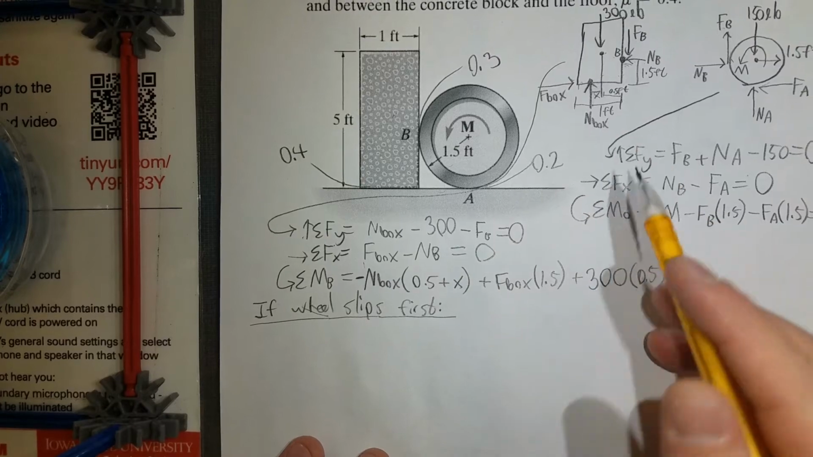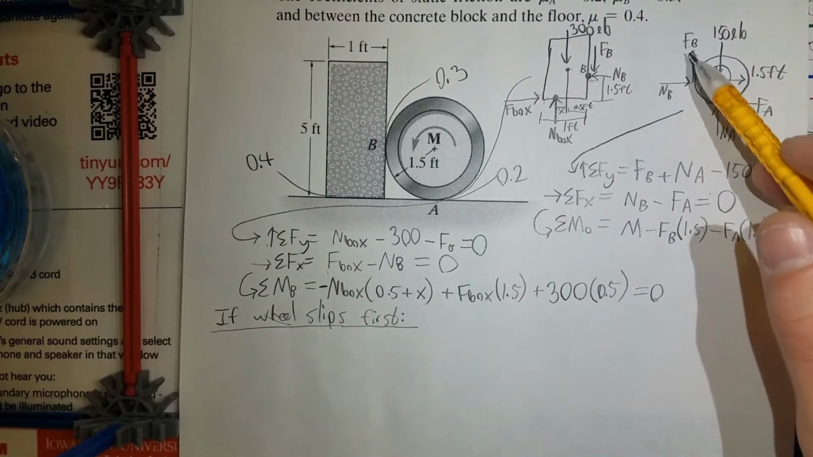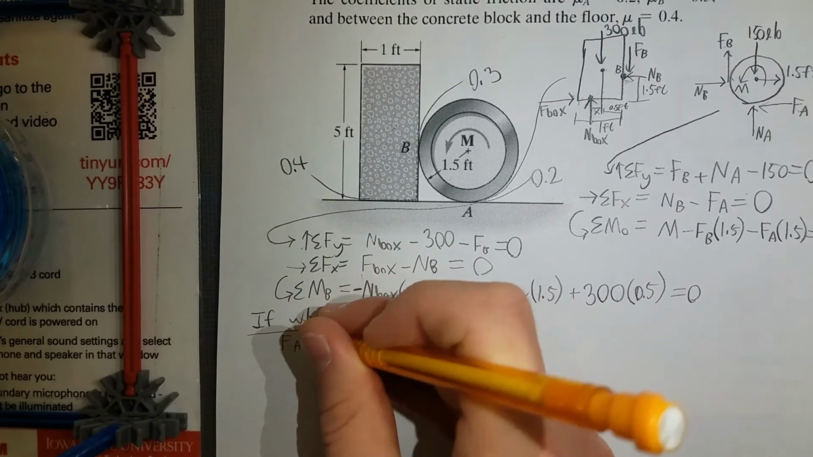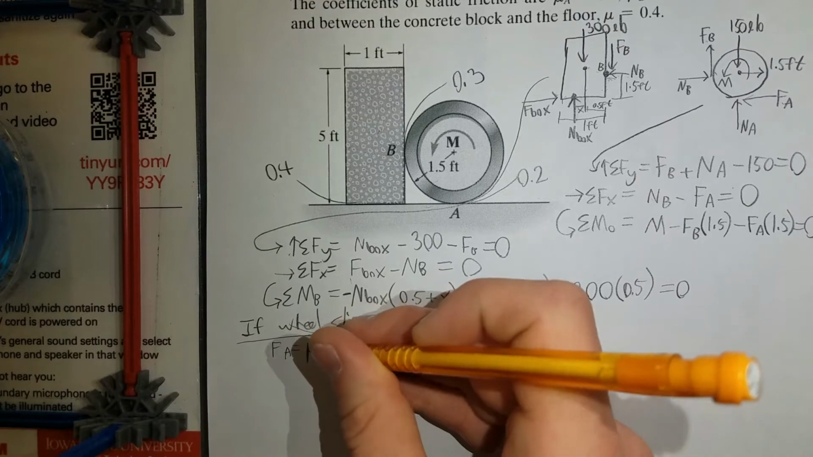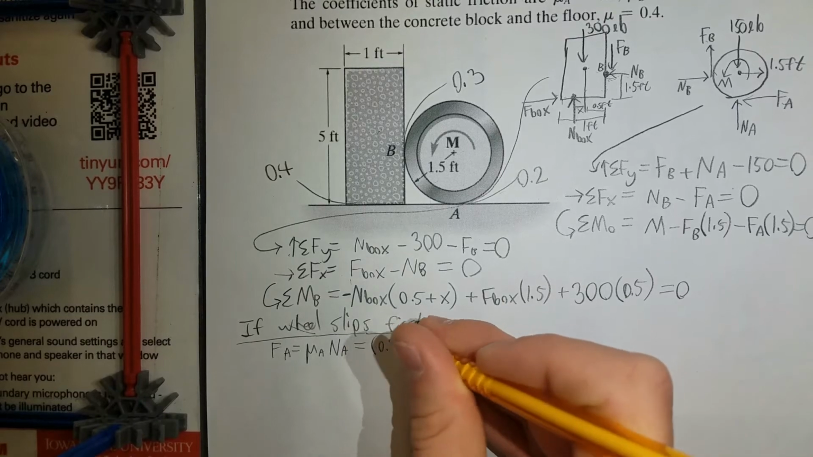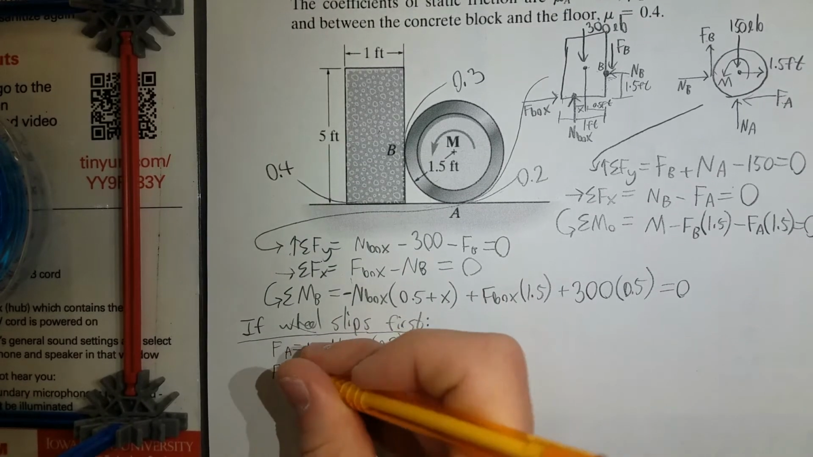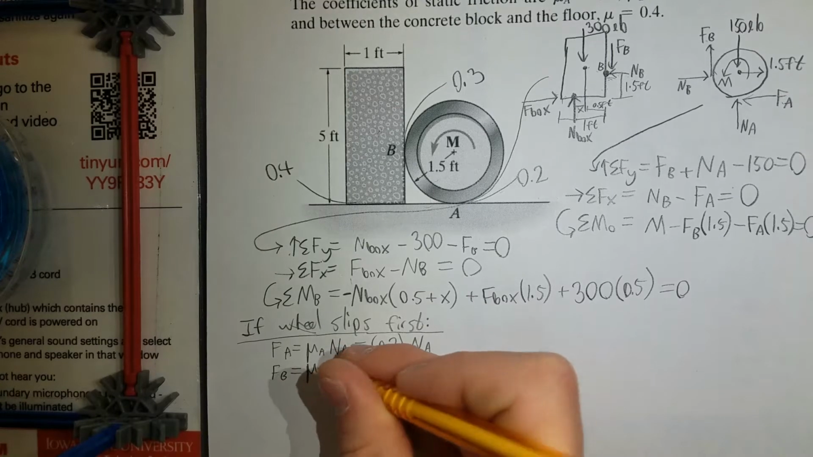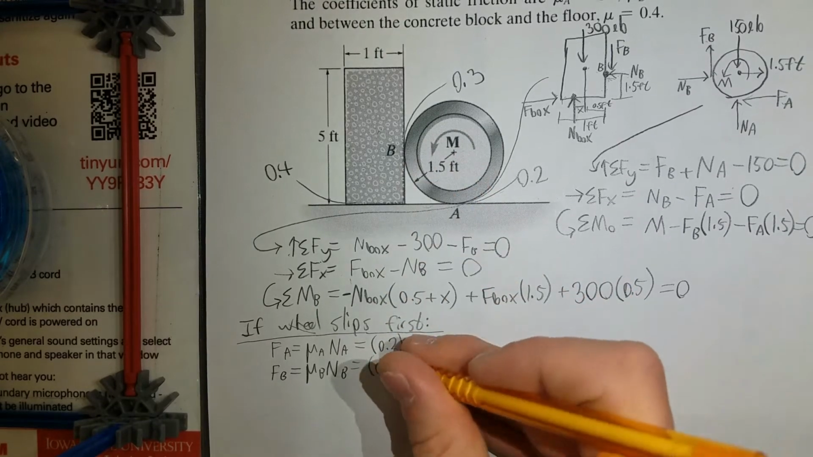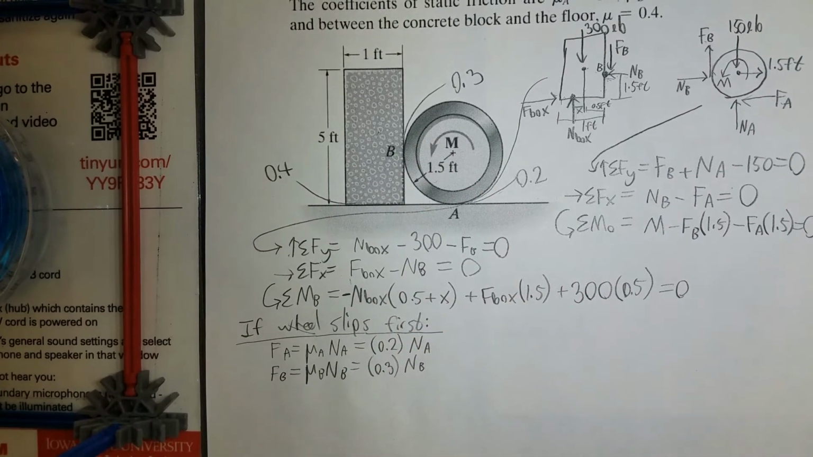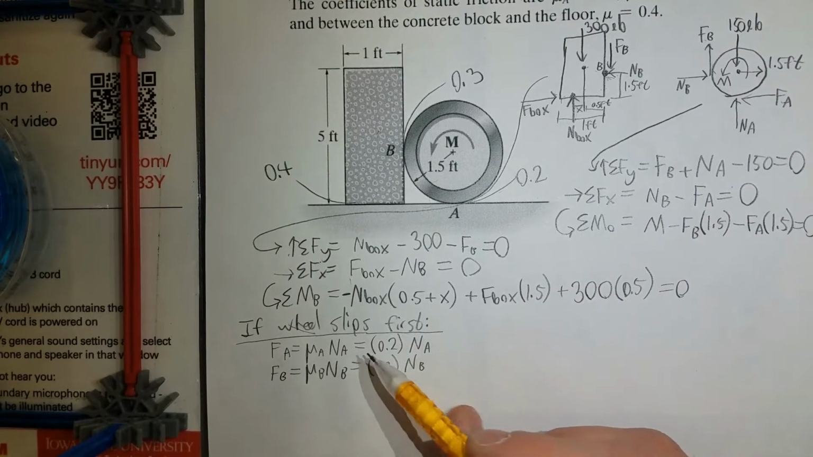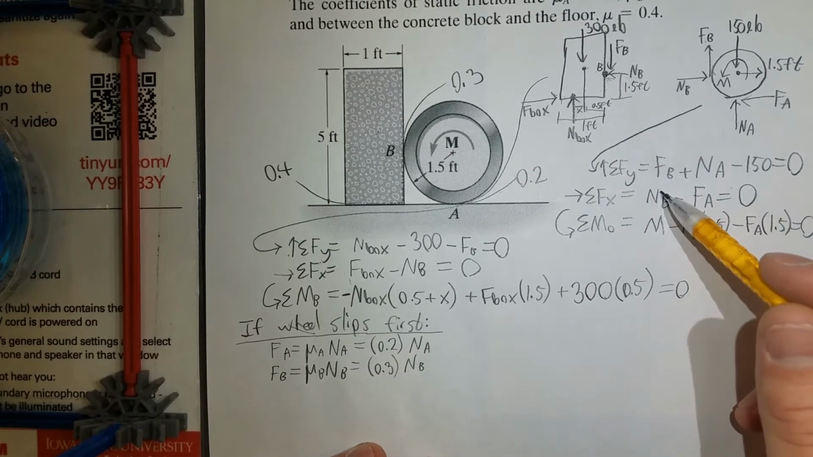FA and FB both have to be maximized because it's overcoming both of these forces. So we know that FA is going to be equal to mu A times NA, and that's going to end up being 0.2 times NA, and then FB is going to be mu B times NB, and that gives us mu B right here, 0.3 times NB. And then this is where we need to start substituting some things into our old equations here.